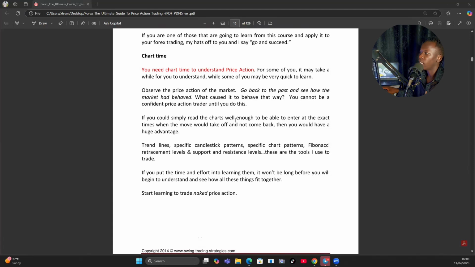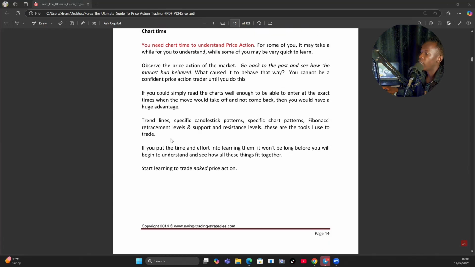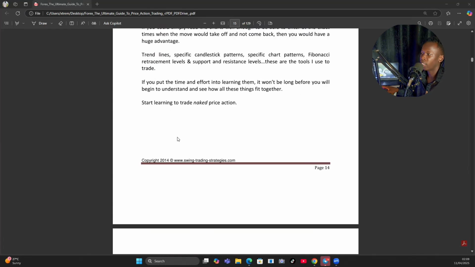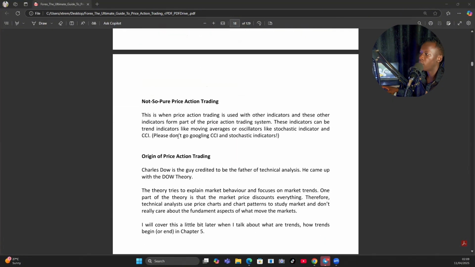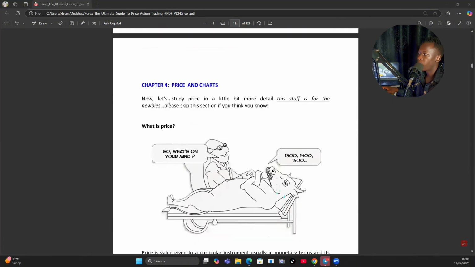If you could simply read the chart well enough to enter at the exact time when the move would take off and come back, then you would have a huge advantage. This is what they mean by getting a sniper entry. So you need to get a clear time frame that will help you get a sniper entry. Trend lines will also help us have a nice market view, like a market trend, price action and charts.